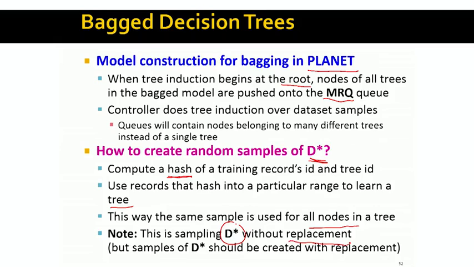What we want to do in bagging is to use sampling with replacement. So the way we can do this is by using multiple hash functions.